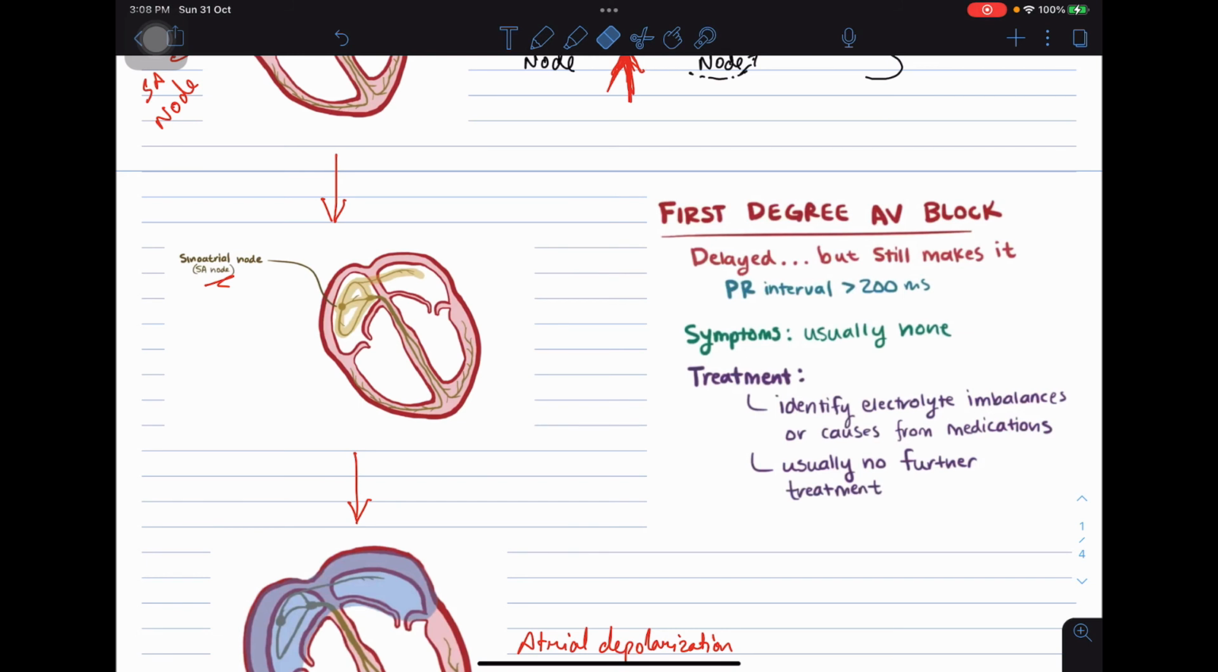So in the first degree AV block, there is a delay of the PR interval of more than 200 milliseconds. The patient does not have any symptoms, and the treatment depends upon the pathology the patient has. That is usually electrolyte imbalance, so we treat the imbalance, or if it is due to medication, we treat the medication or change it. There is usually no specific treatment for this.